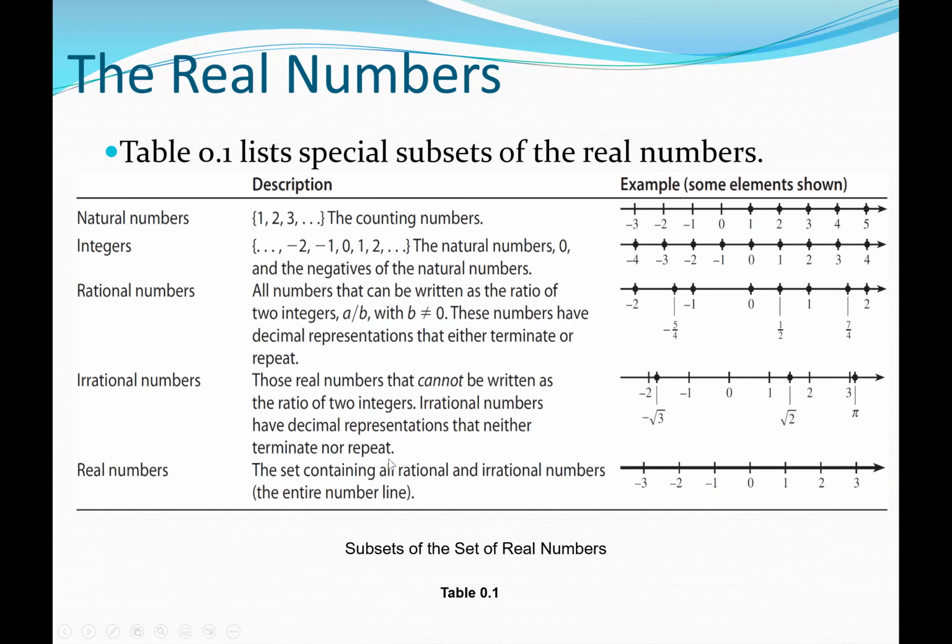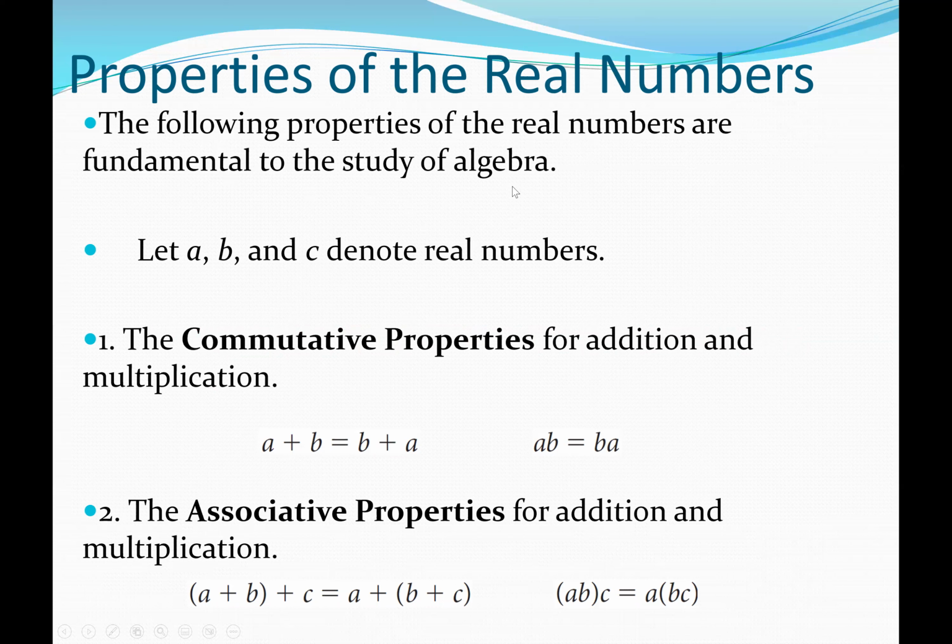So what are the properties of real numbers? Here we say that the following properties of real numbers are fundamental to the study of algebra. Let's assume A, B, and C can be any real numbers. The first property is the commutative property. Commutative property means A plus B is the same as B plus A, or A times B is the same as B times A.